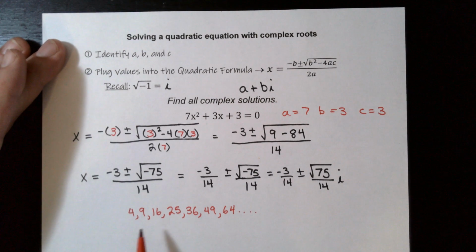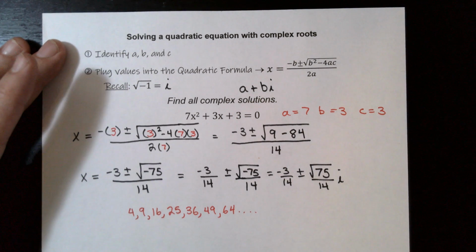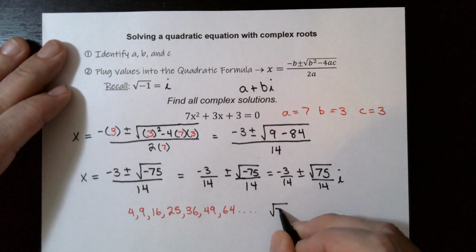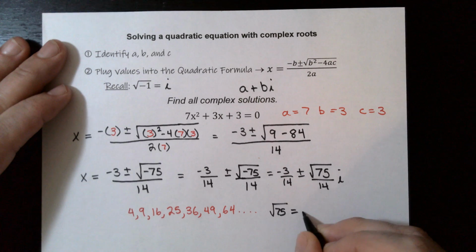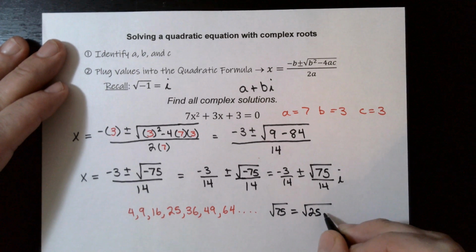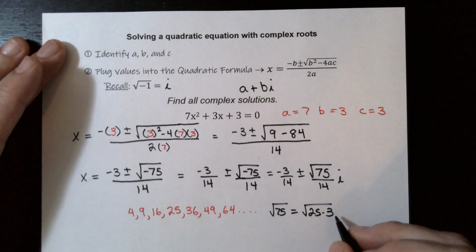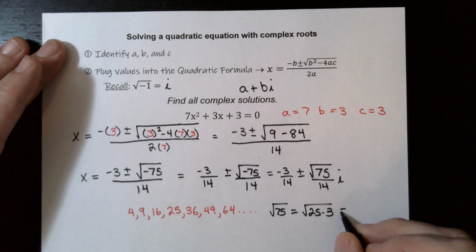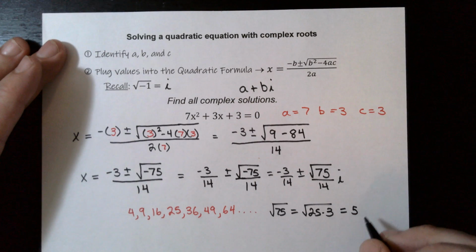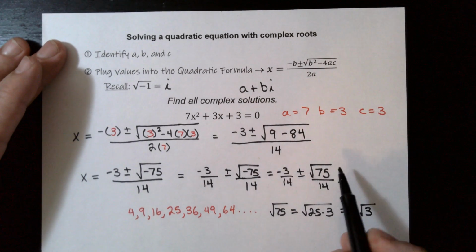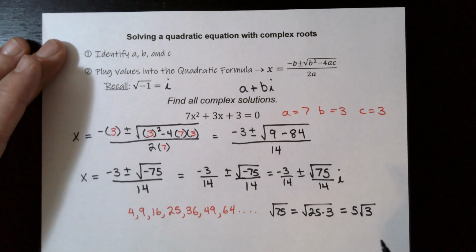Okay, so which one of these goes into the 75 evenly? And choose the biggest one if there's more than one. So we notice 25 goes into 75 3 times. So I can write that right here inside. The square root of 75 is the same thing as the square root of 25 times 3. The square root of 25 becomes a 5 on the outside, and then the 3 stays on the inside. So this square root of 75 becomes this right here.